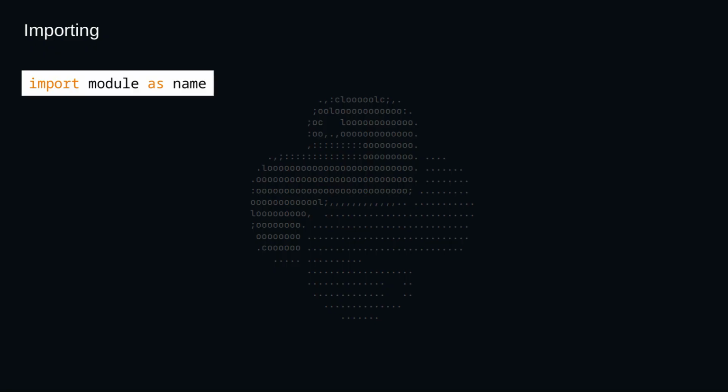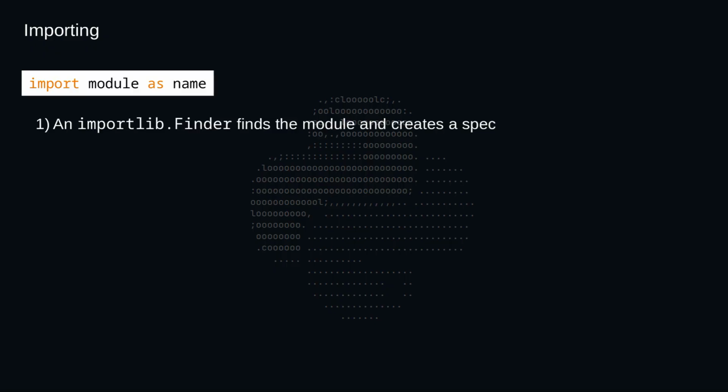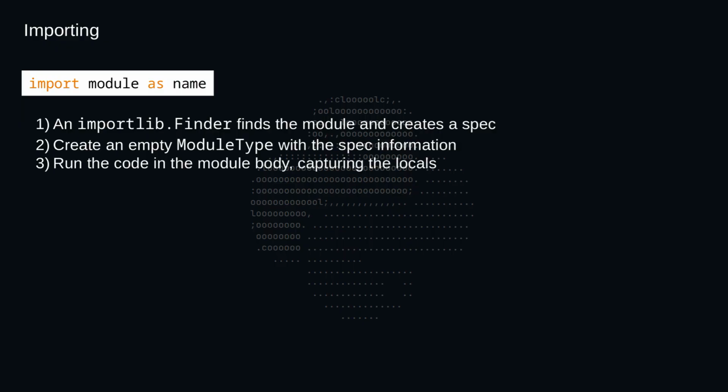So what actually happens when you import a module in Python? Python finds the module you're talking about. Most modules are found on disk. Some modules are built into the Python interpreter. Some modules can be loaded from zip files or network resources, but it needs to be found first. Then Python creates an empty module type, effectively a namespace, with the built-in spec information about where the module came from. Then Python runs the code from the module and captures all the variables and functions and classes you define, and then it stores that defined stuff in the namespace.